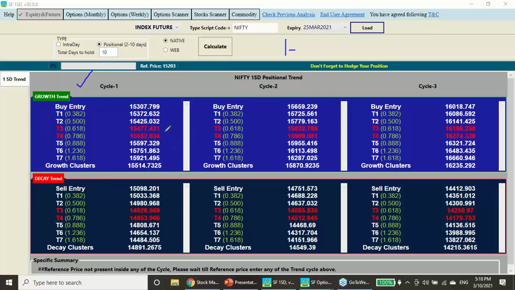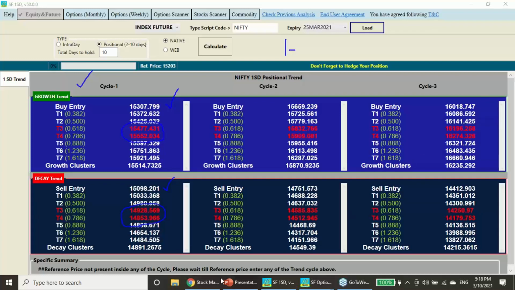So you can have a look at this. On 10th March, we are doing this for the coming 10 days period. 15,477 to 552 is my reversal zone. And if it fails to hold above 15,307 and falls below 15,098, it can fall down to 14,928 to 853. This is the calculation as per our software.